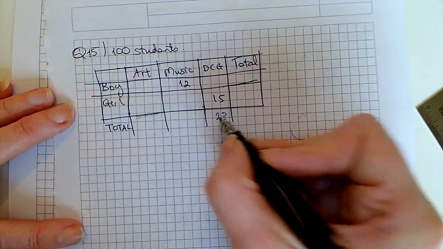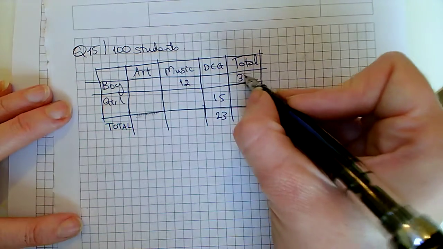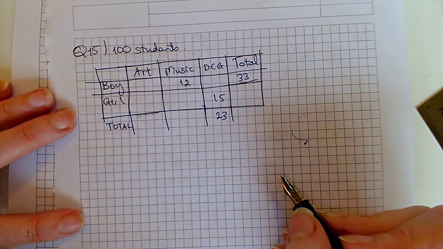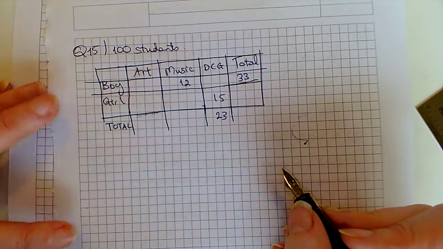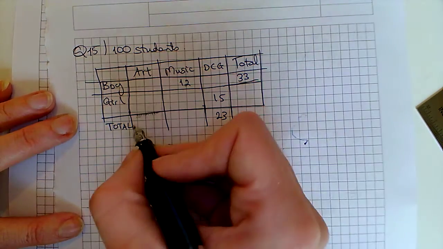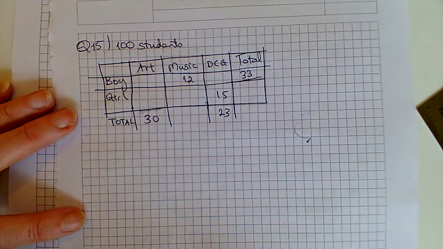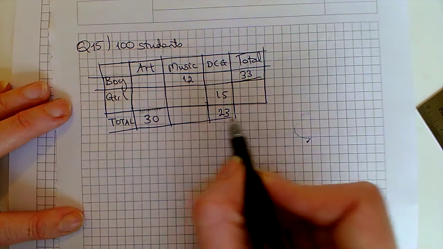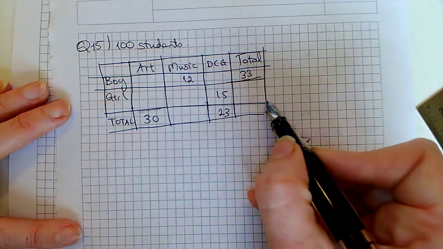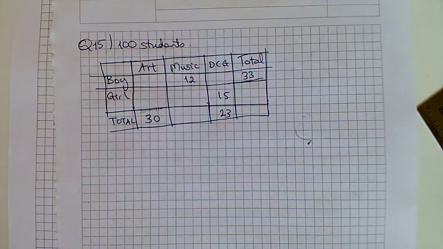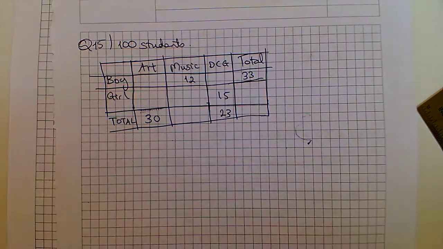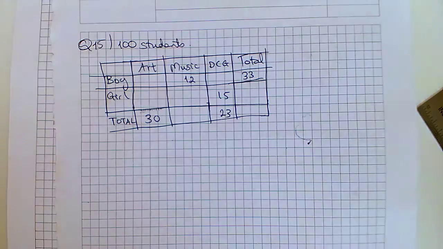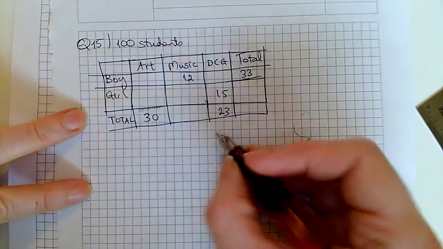There are a total of 23 students doing technical graphics, a total of 33 boys, and a total of 30 studying art, and they want us to complete the table. Actually, they don't say to complete the table, they ask us probabilities, but oh no, part A, complete the table. Okay, so how do we do this? Well, we can start here on the DCG one.